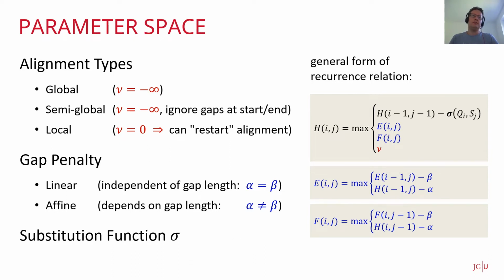This affine gap penalty also requires the introduction of two additional dynamic programming matrices, as you can see in the recurrence relations to the right. And finally, the substitution function sigma can be more complicated than +2 for a match and -1 for a mismatch. For example, substituting an A for a C might be more expensive than substituting an A for a T.